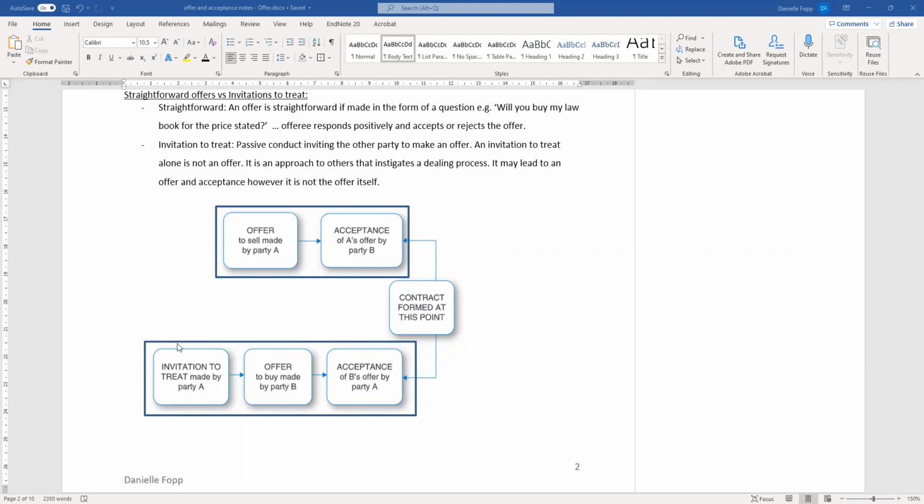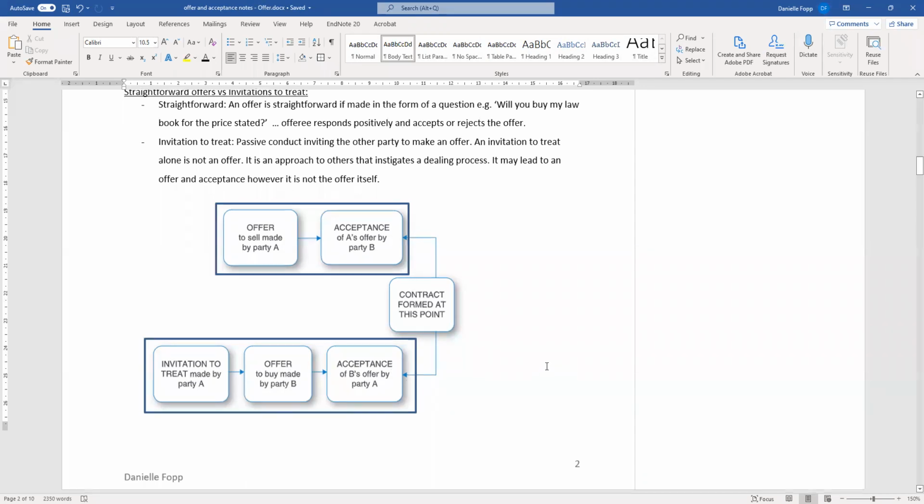So in the problem question, the offer doesn't start until here. However, a lot of students get confused and think that the invitation to treat is the offer. And sometimes the facts can be a little bit confusing. So if in doubt, include a diagram and replicate that diagram from your facts on your scrap piece of paper so you can clearly see, hey, what's happening when? What's the timeline here?